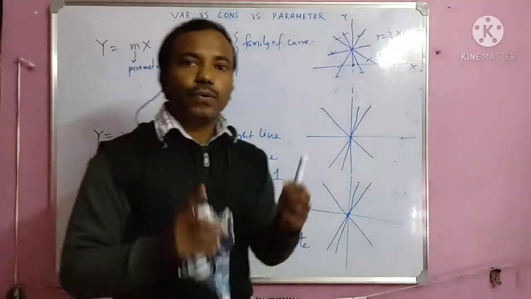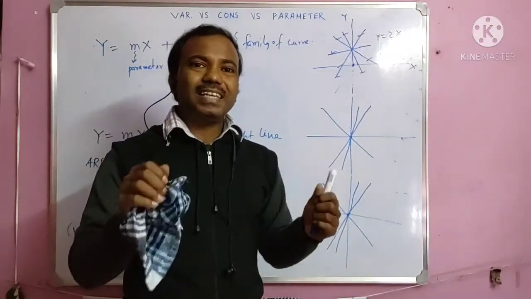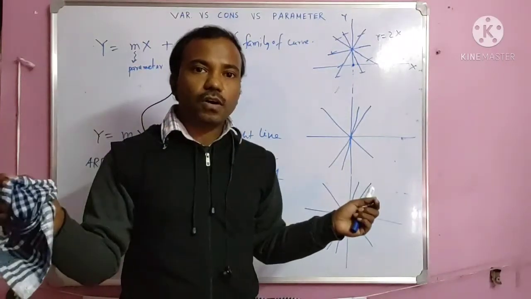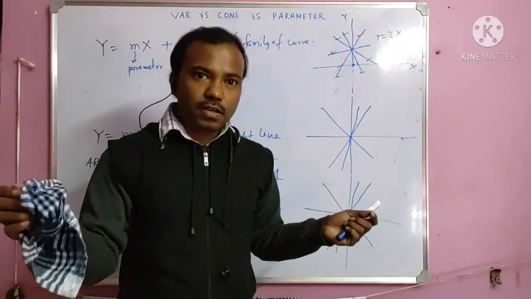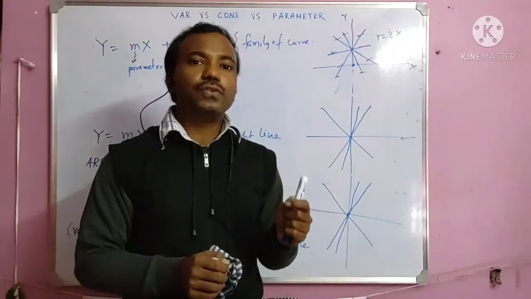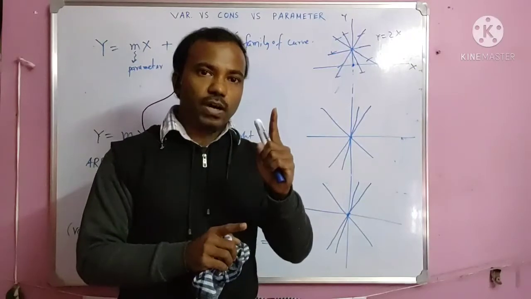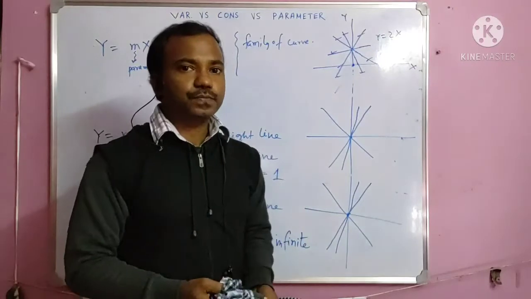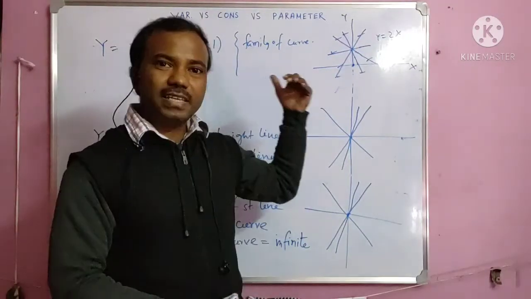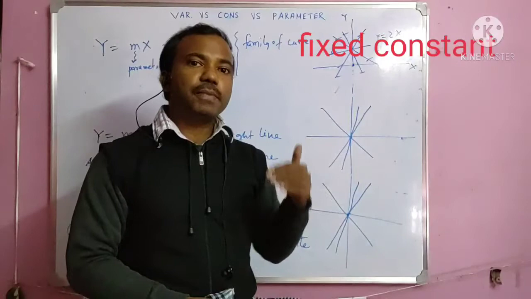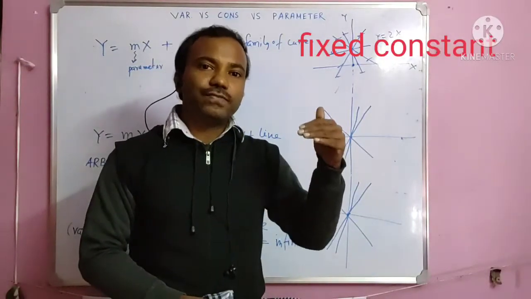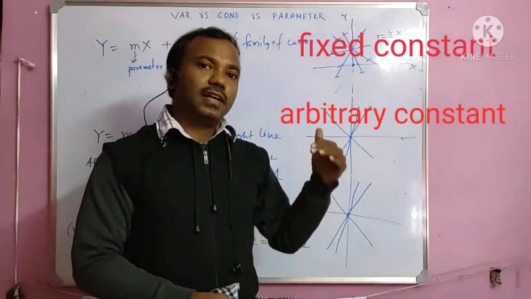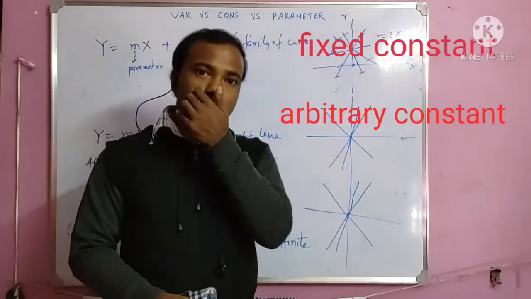So just remember, whenever you have a parameter in an equation, you will get lots of curves, and for a particular value of the parameter you will get one curve, and a constant always gives you one curve. So first you take a constant, then you make the constant arbitrary, and after that you finally let it become a parameter.